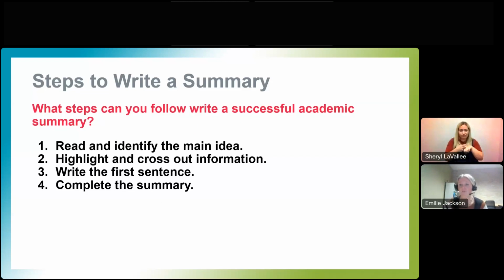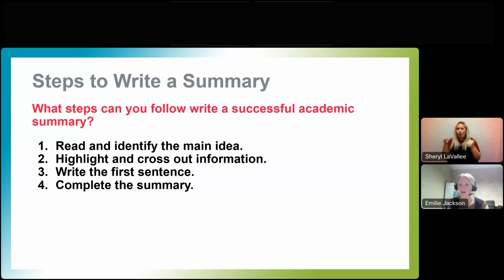Highlighting information that feels like a main idea, highlighting information that feels directly relevant or related to that main idea, and crossing out examples, small details, context, extra information, just physically crossing out that info can be a really helpful way of starting to think about what should be included and what you're going to leave out of your summary. This is often something that students struggle with because they're worried that they're not including the right stuff or they're including too little or too much.